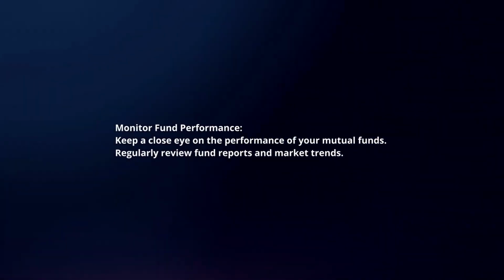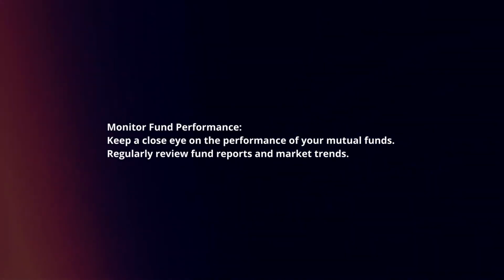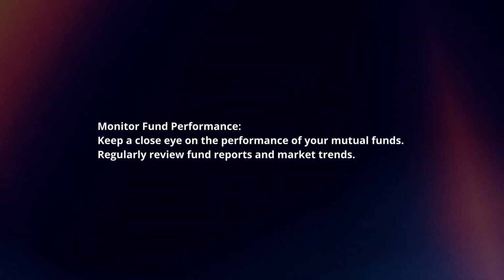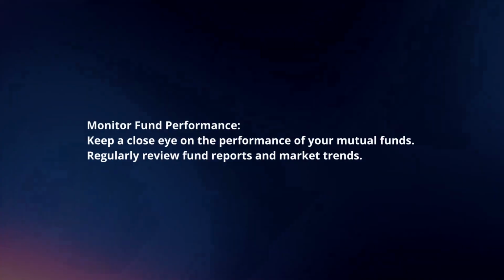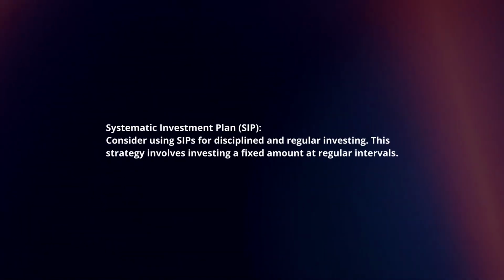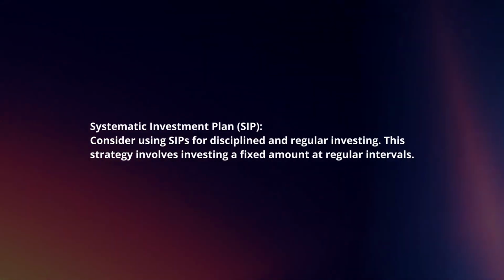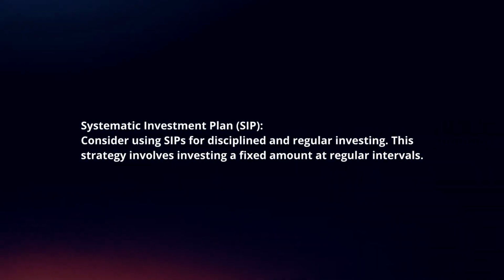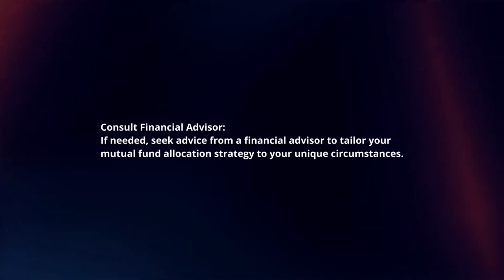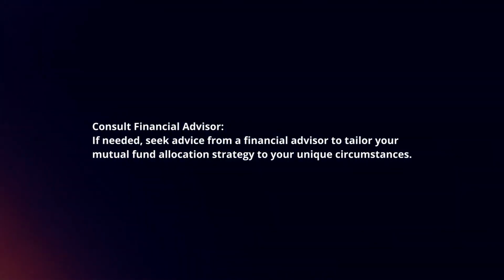Monitor fund performance. Keep a close eye on the performance of your mutual funds. Regularly review fund reports and market trends. Systematic investment plan. Consider using SIPs for disciplined and regular investing. This strategy involves investing a fixed amount at regular intervals. Consult financial advisor. If needed, seek advice from a financial advisor to tailor your mutual fund allocation strategy to your unique circumstances.